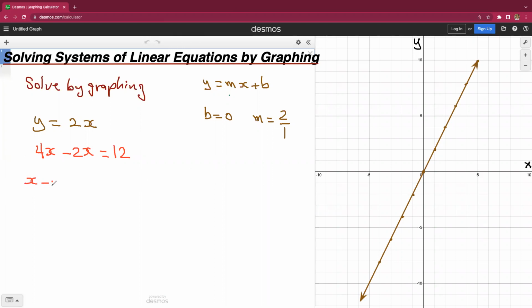The x-intercept, you make the y 0. So if y is 0, 2 times 0 is 0, so all of this becomes 0. So you're only left with 4x equals 12. And therefore, you divide both sides by 4 and you get x equals 3.